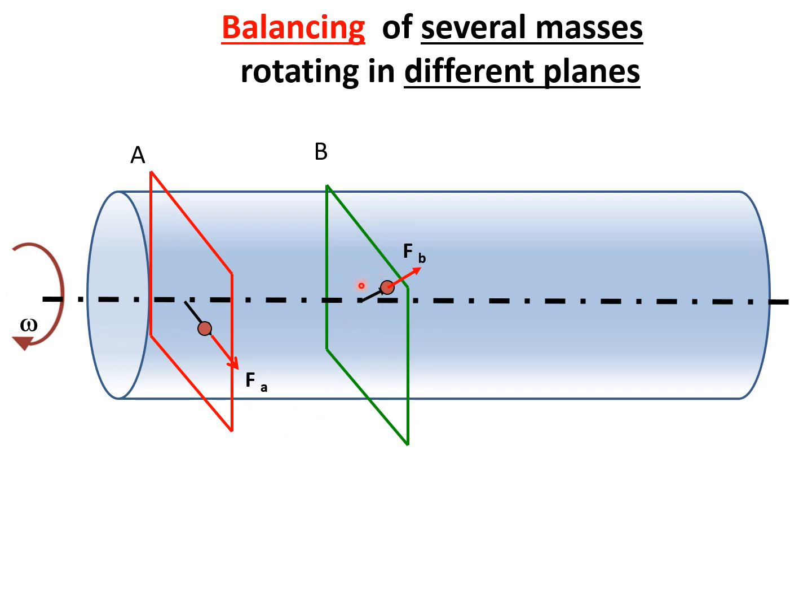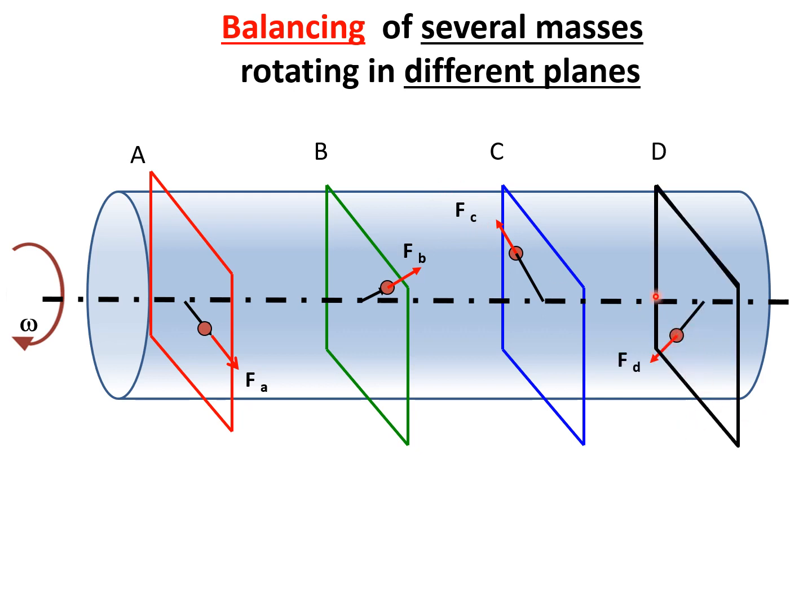There is another plane B which is at some distance from A, and there is another mass which is at some other angle considering A, and the force generated is Fb, that is in the radially outward direction. We consider the third plane C which is at some other distance from A and B. There is some mass which will generate a radially outward force, or centrifugal force, Fc, and there is one more plane D in which there is one more mass Md, and that is also generating a force Fd.